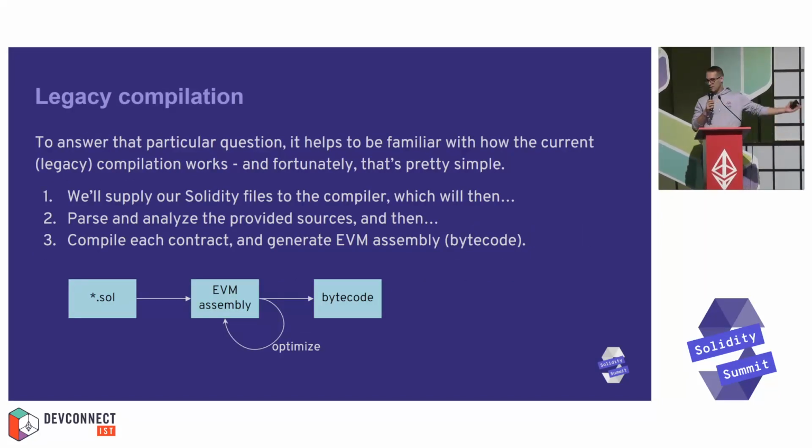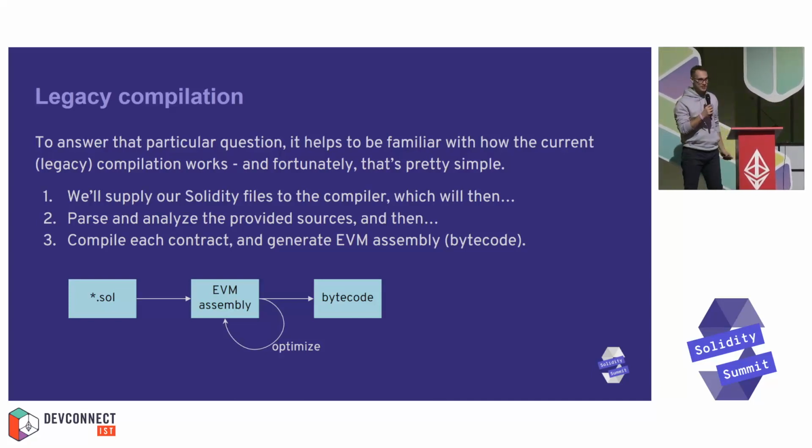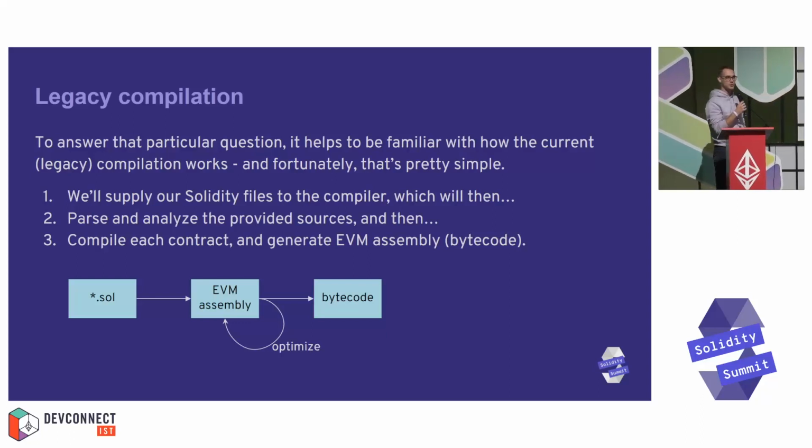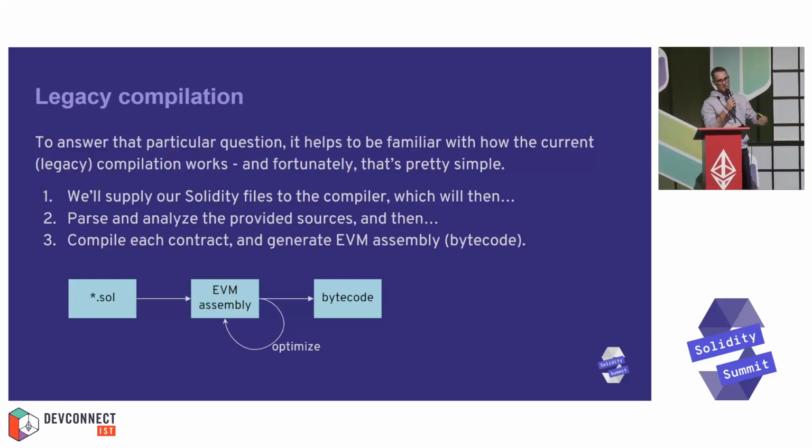The way this works without via IR, so currently with our legacy pipeline, which is not technically legacy because it's still the default, but as you've probably heard, we are going to make via IR default, which will make the current pipeline legacy. Internally in the team, that's how we call it already. The actual process is fairly simple on a high level. You provide your Solidity code to the compiler. The compiler turns that into the EVM assembly, runs the EVM assembly optimizer on it until optimization opportunities are exhausted and your code is optimized, and then dumps it into bytecode.